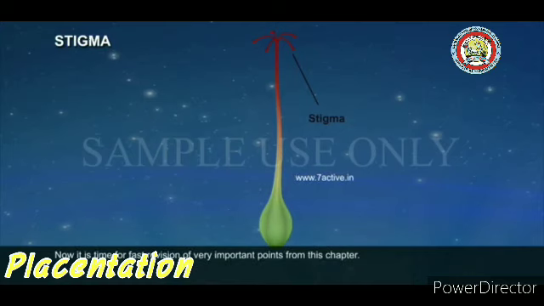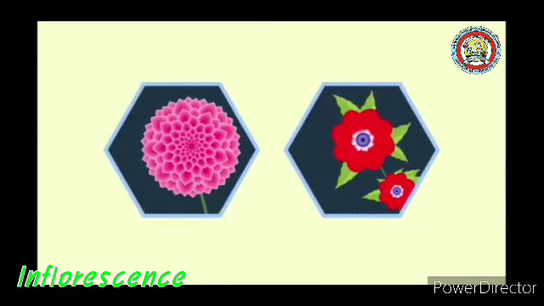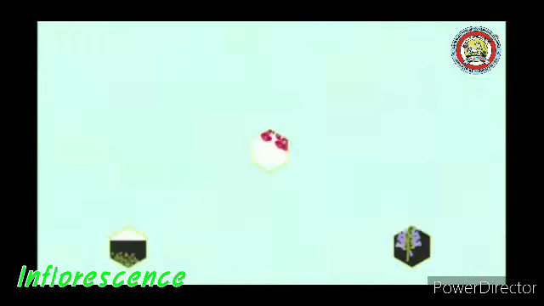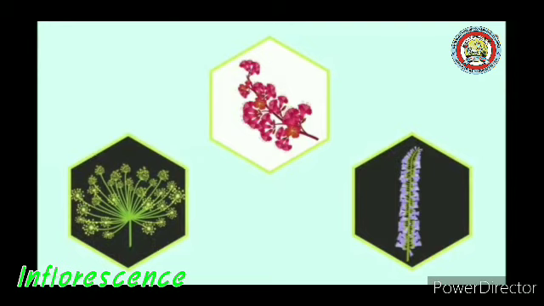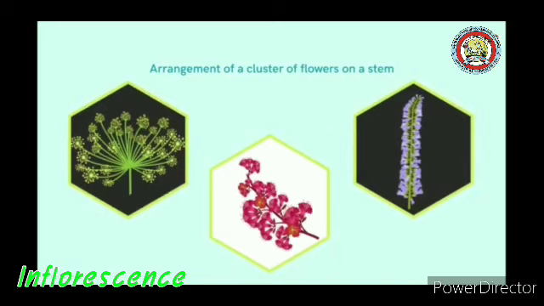Now it is time for a fast revision of very important points from this chapter. Flowers come not only in a variety of shapes, but also in a variety of types. Have a look at these flowers, for example. Aren't these beautiful masterpieces different from the conventional ones that we usually glance at? Yes, and since they are totally different, this type of arrangement is given a special name as well. Such an arrangement of a cluster of flowers on a stem is called inflorescence.